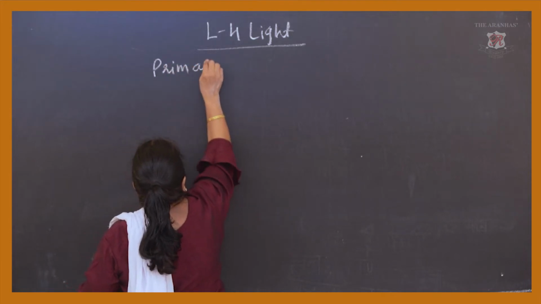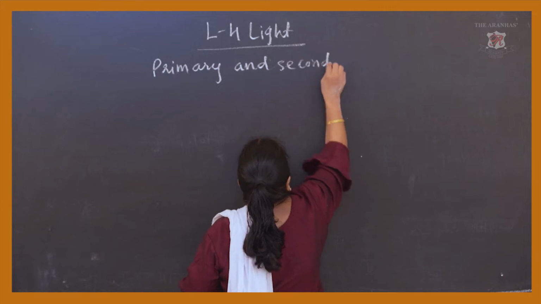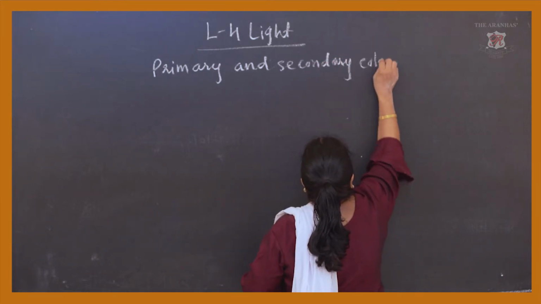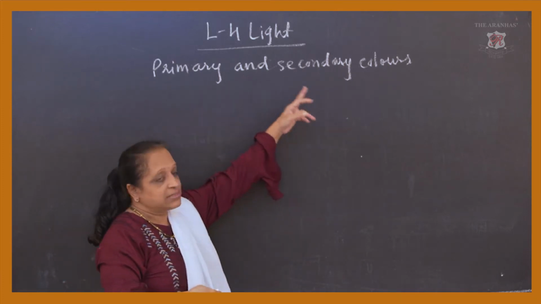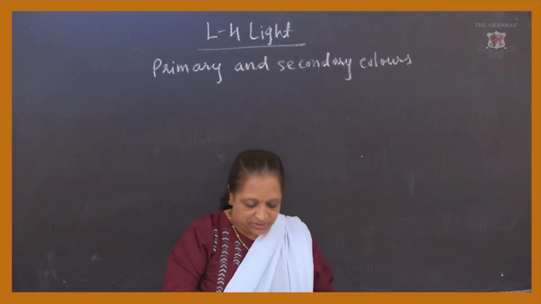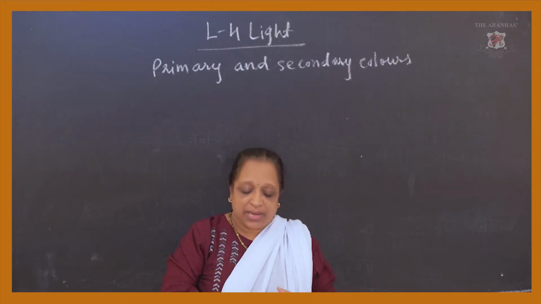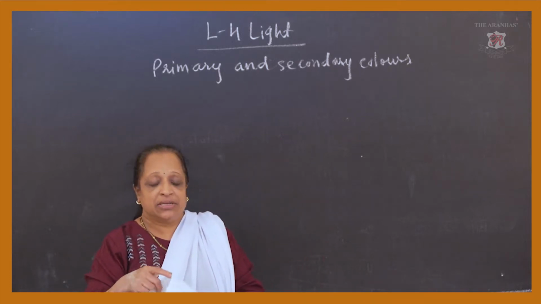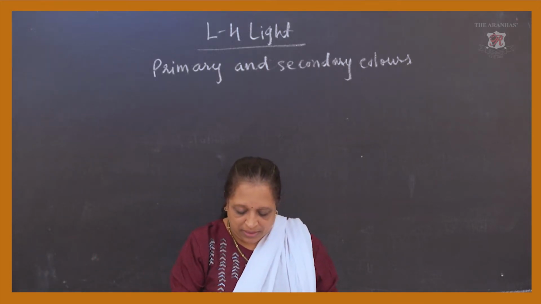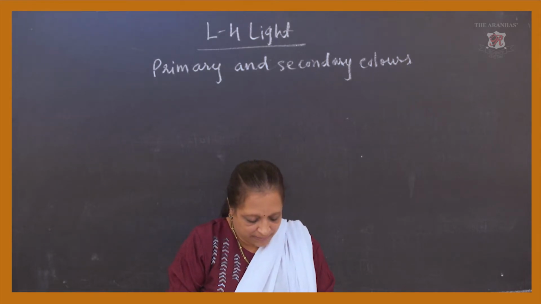primary and secondary colors. Primary and secondary colors. Now see, in your textbook also it is given that when we speak about the primary colors, we take into consideration the three colors over there, red, blue and green.